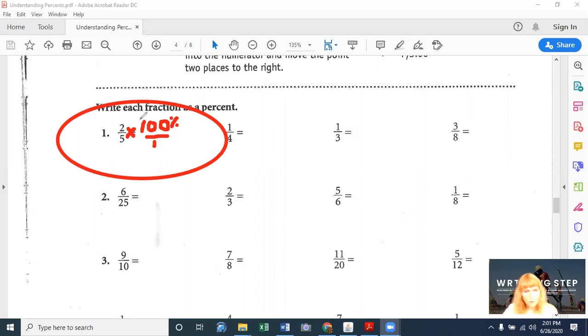So 5 will go into 100 20 times. 20 times 5 is 100. And 5 will go into itself 1 time. And now I just multiply across the top and across the bottom. So I have 2 times 20 on top. That will be 40. And I have 1 times 1 on the bottom. And that will be 1. So 40 over 1 is the same as 40%. So the answer to this first one here is 40%. So 2/5 is equivalent to 40% of something.